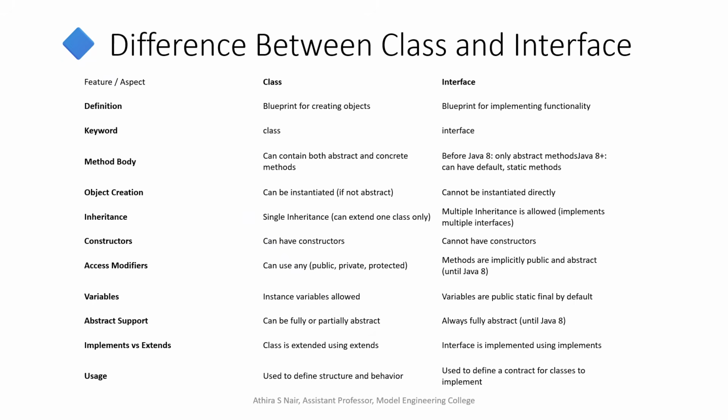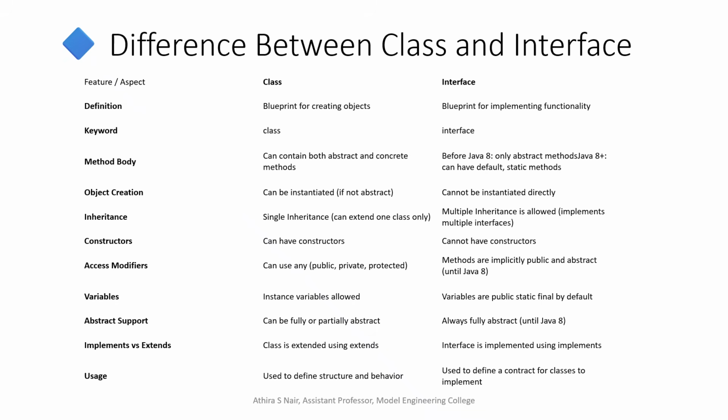Now we will see the difference between class and interface. A class is a blueprint for creating objects, but an interface is a blueprint for implementing functionality. The keyword is class here and interface there. A class can contain both abstract and concrete methods. In an interface, only abstract methods before Java 8, and after Java 8 it can have default and static methods as well. In a class, objects can be instantiated if not abstract, and an interface cannot be instantiated directly.